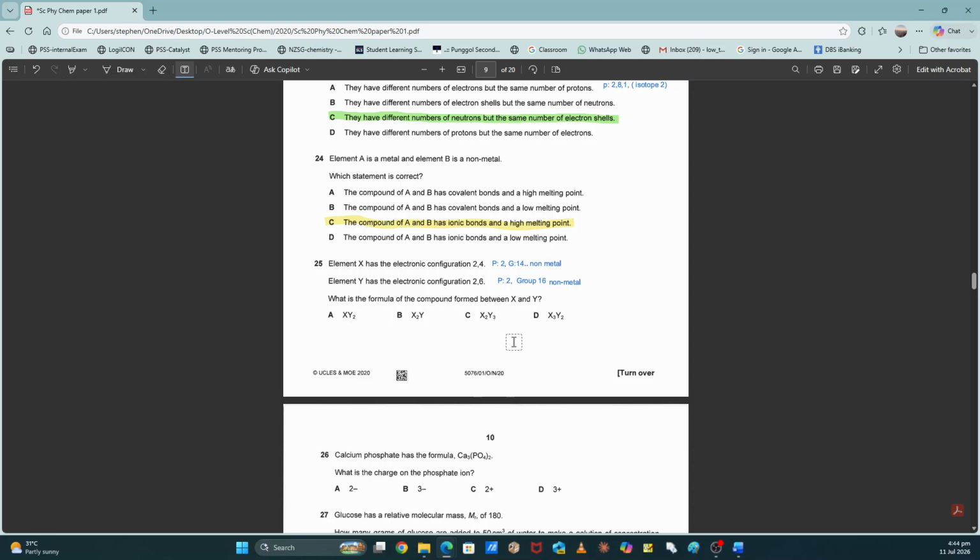Okay, so what do we have now? Non-metal and non-metal. If it is metal, non-metal, then it's easy, right? Because you can do the charges and then use the crisscross method to find the formula. So in this case, what do you think? Group 16, group 16 means it needs another 2 electrons. One way to do it, then we know it's a covalent compound.